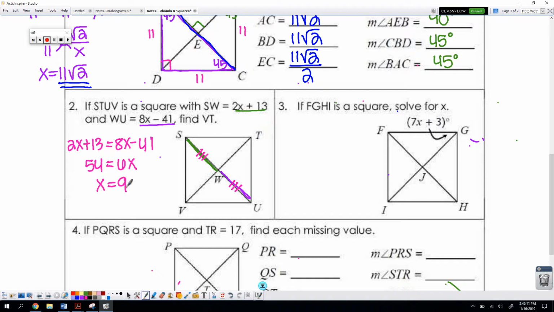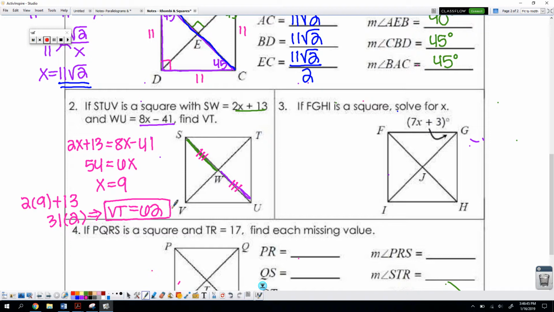Now I just need to decide, how do I find what VT is? So one thing that I could do is plug in to one of them. I think 2x plus 13 looks pretty easy. And then I just need to double it. So 2 times 9 plus 13 gets me 31. And then I need 2 of them, so times 2. So VT equals 62.